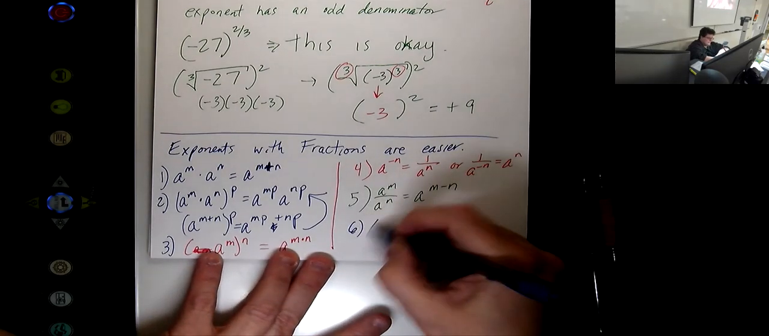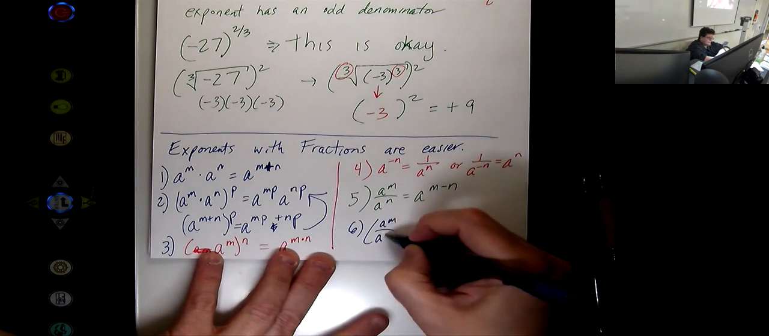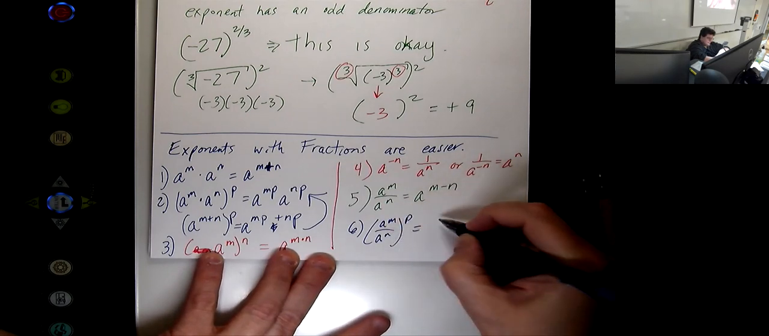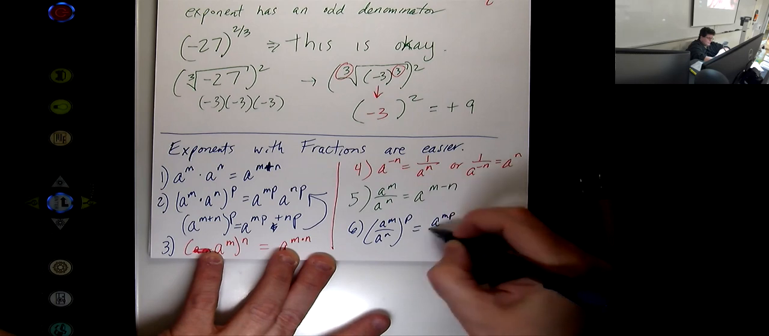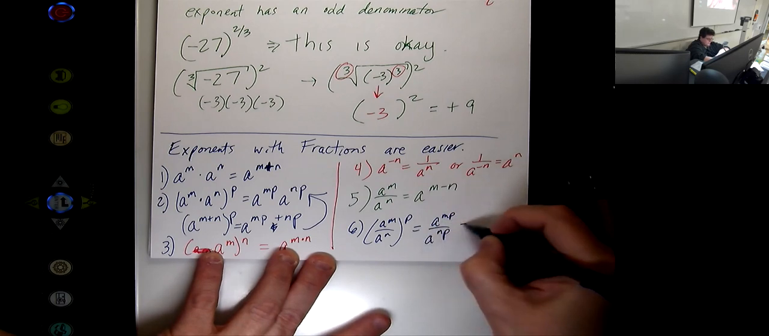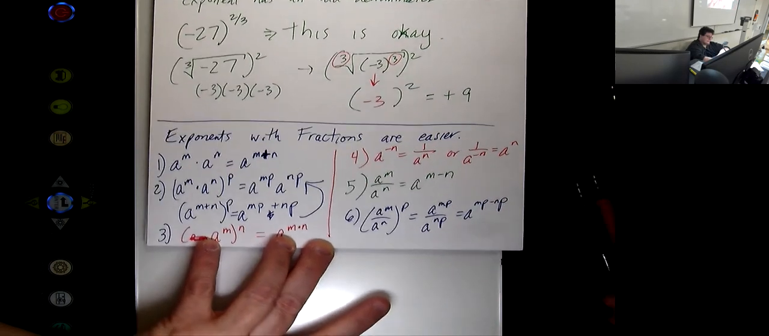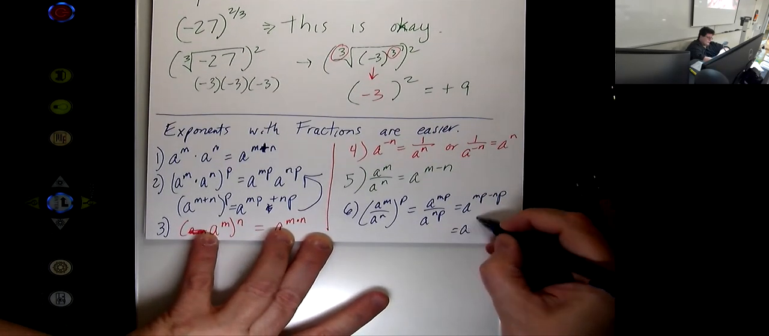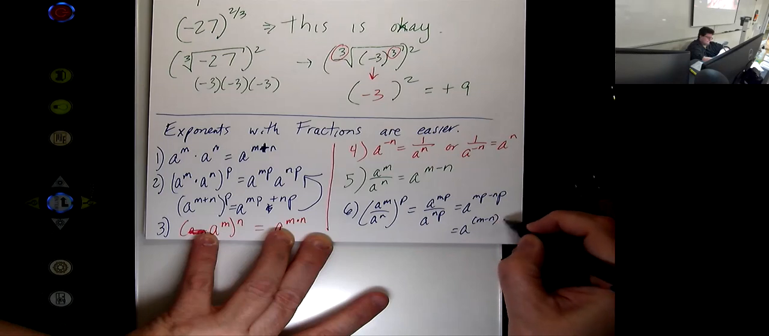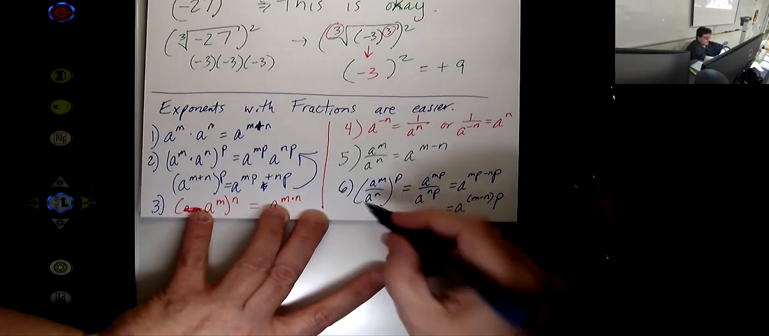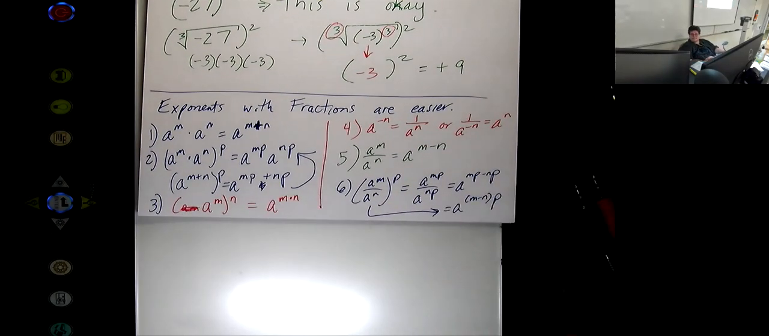Finally, we could have that same thing with a p outside. This is a to the mp over a to the np, which is a to the mp minus np, or m minus n times p, which you could do from there. Any of those combinations work.